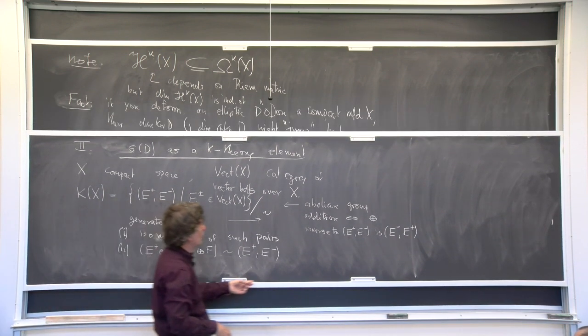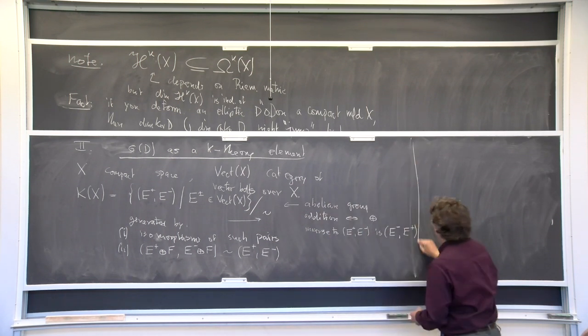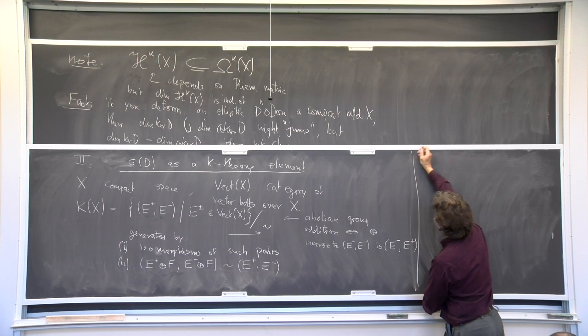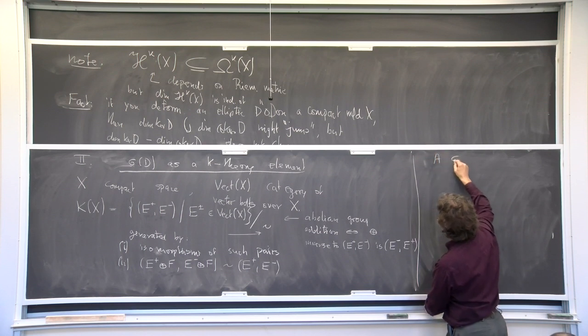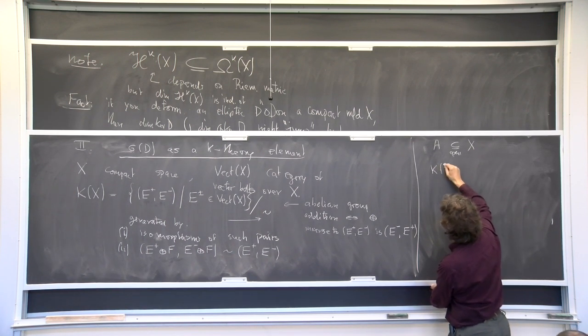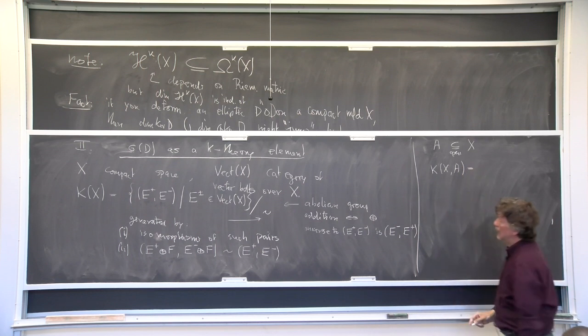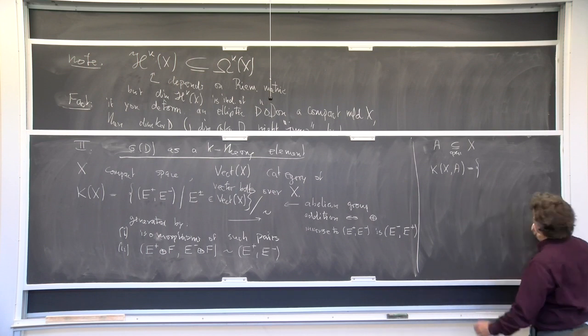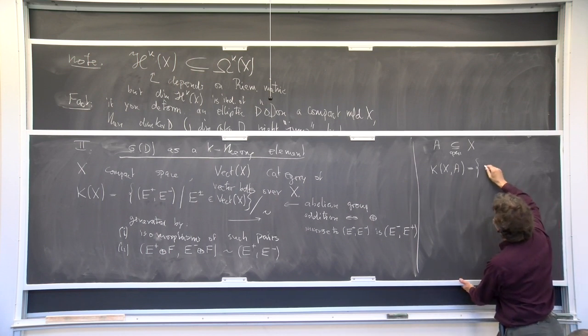Okay, let me do one more thing. Now I want to define relative K theory. So if I have an open subspace of X, I want to define K of X comma A. And that has a similar description here, but it's a little bit more.